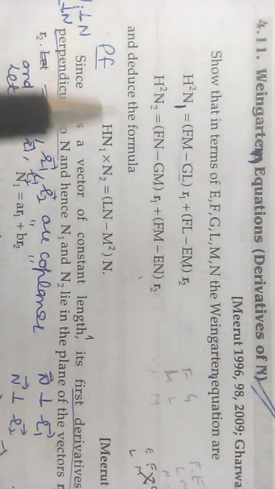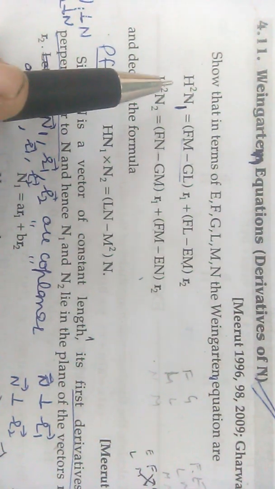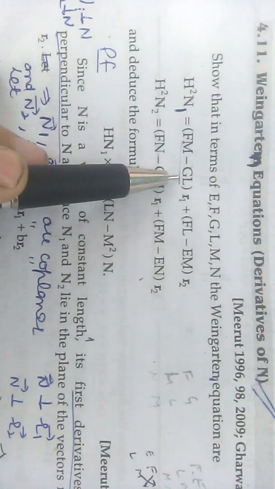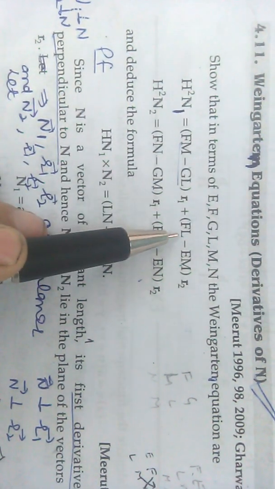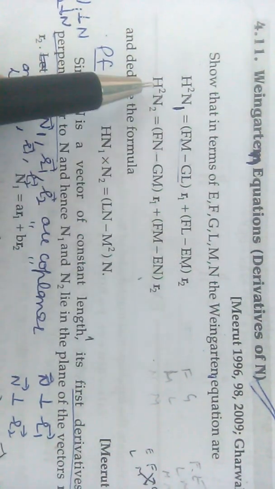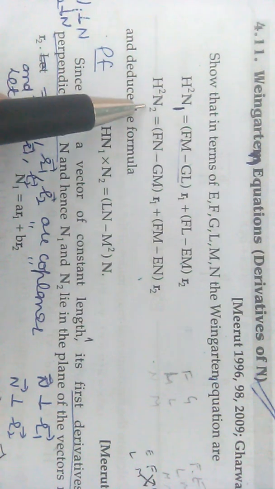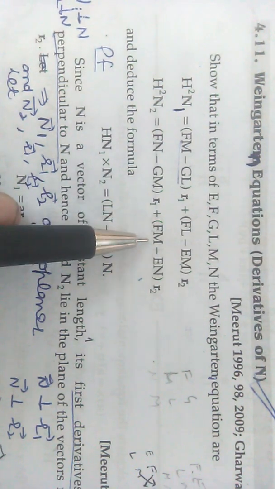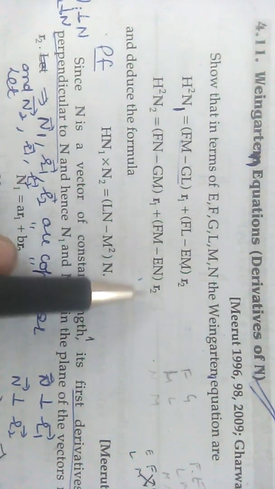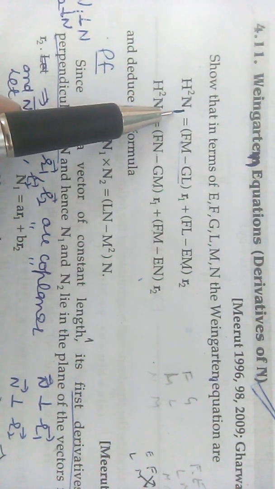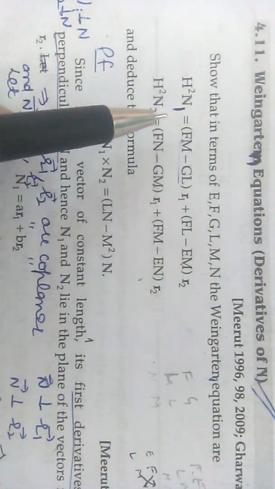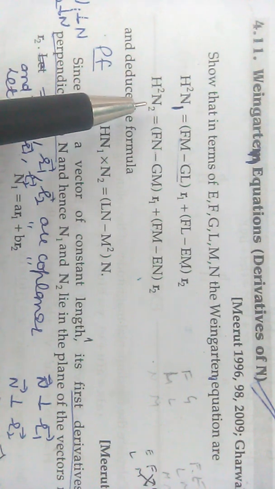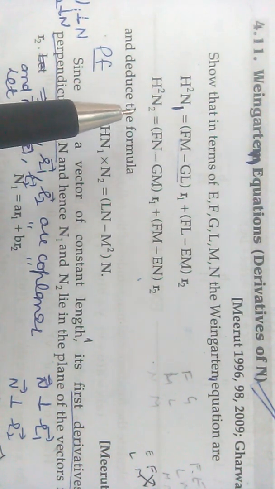Now, the Weingarten equations are given by: the first equation is h square n1 is equal to (FM minus GL) into r1 plus (FL minus EM) into r2. Second Weingarten equation is h square n2 is equal to (FN minus GM) into vector r1 plus (FM minus EN) into vector r2. Here n1 is the partial derivative of normal unit vector n with respect to u parameter, and n2 is the partial derivative of normal unit vector n with respect to the parameter v.